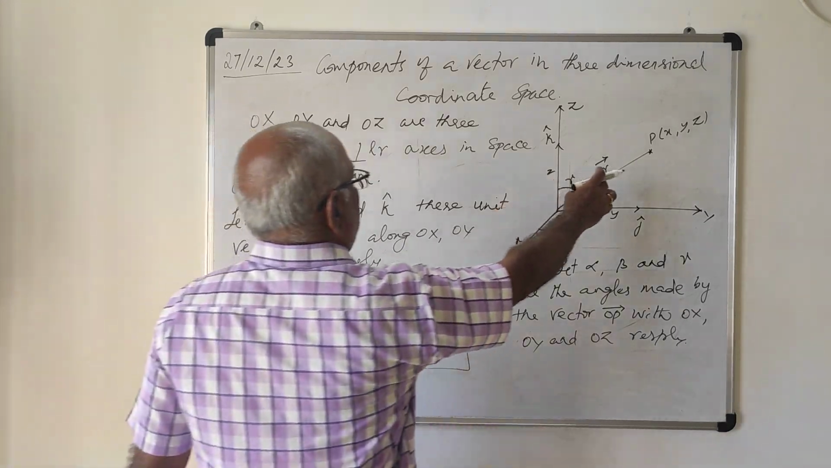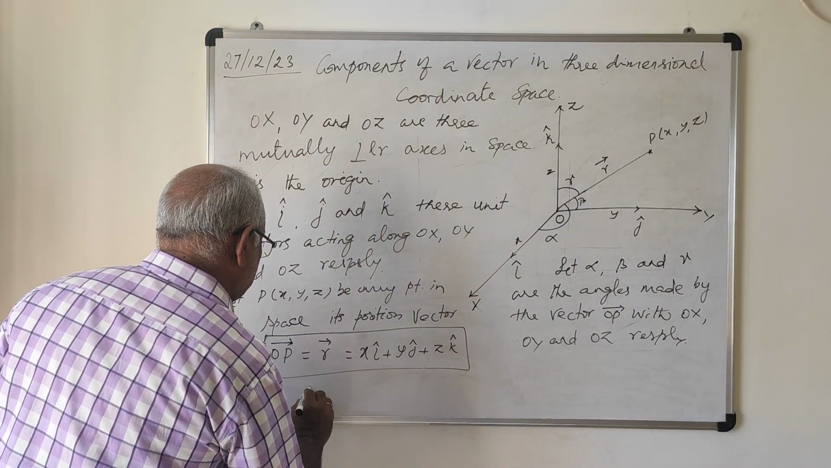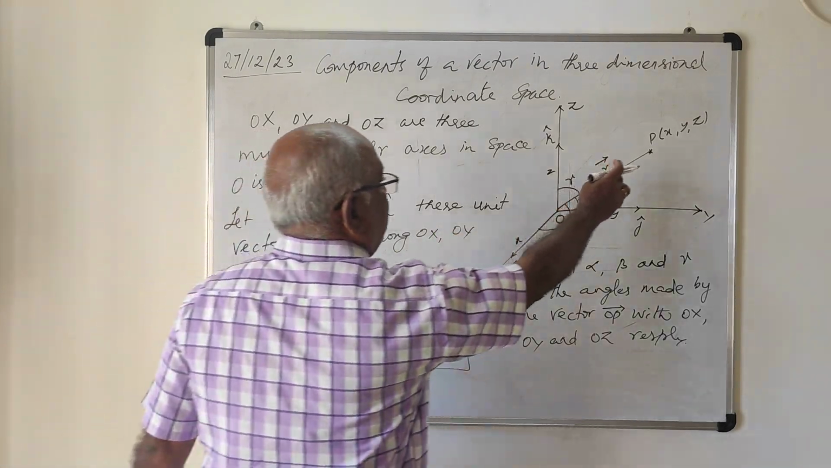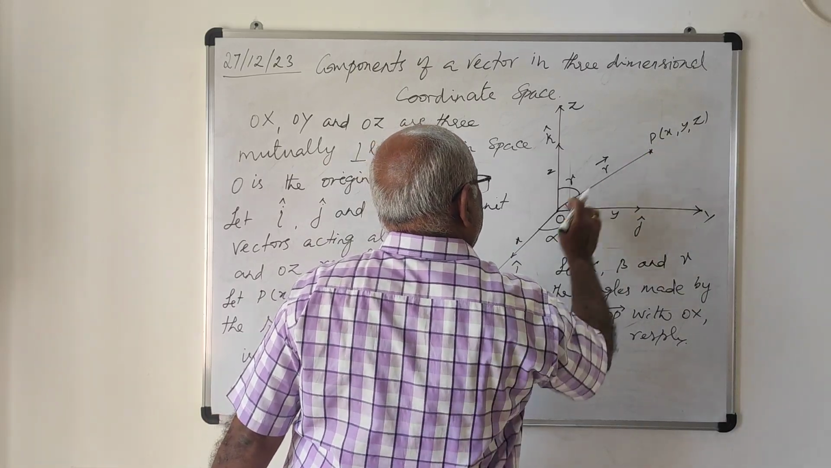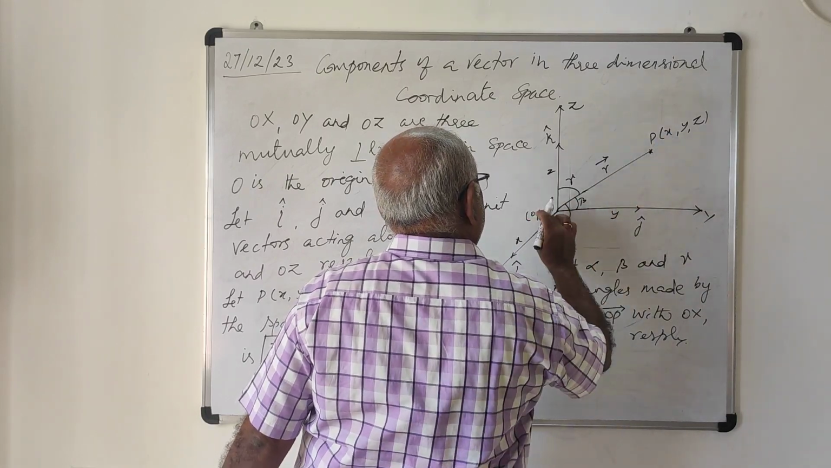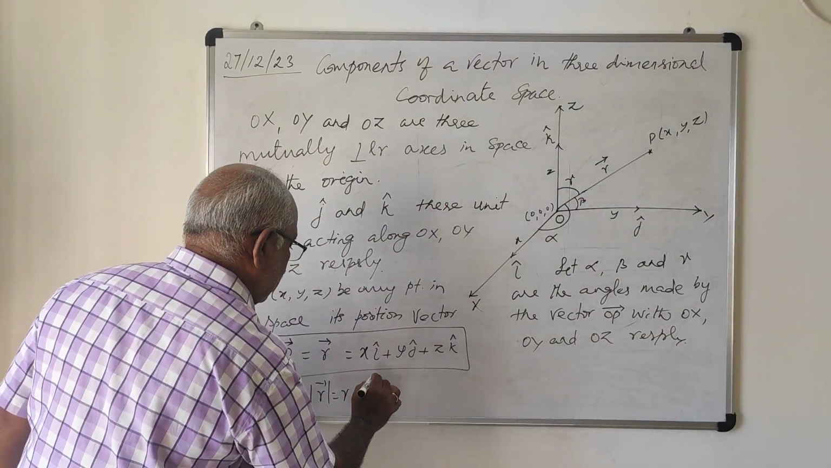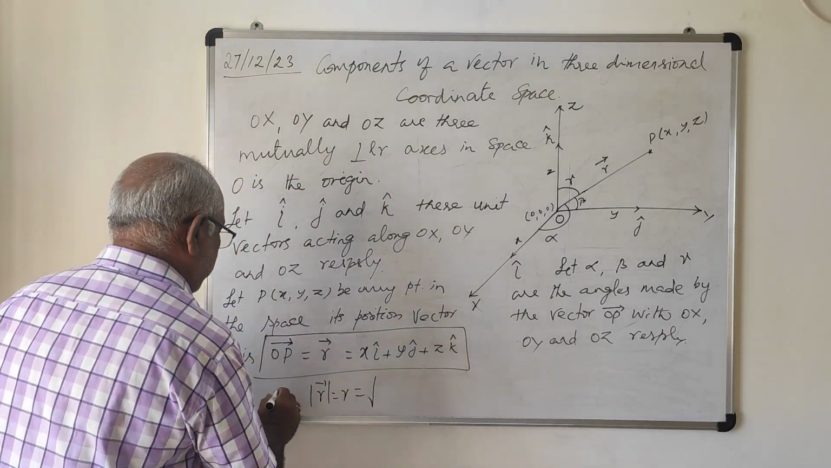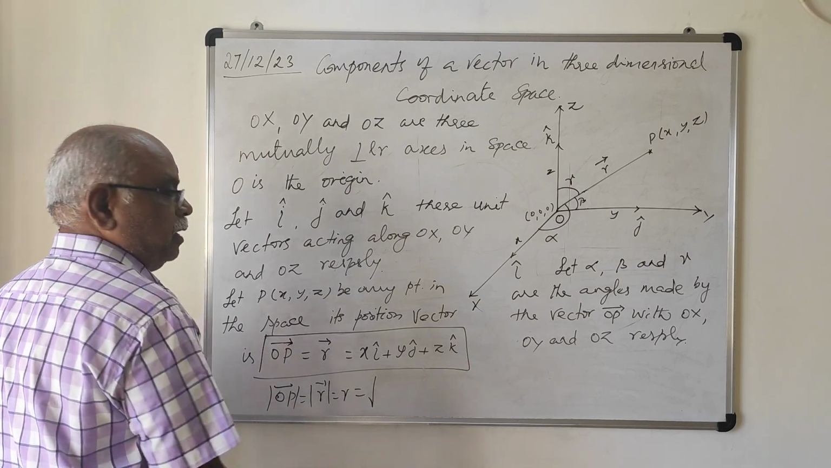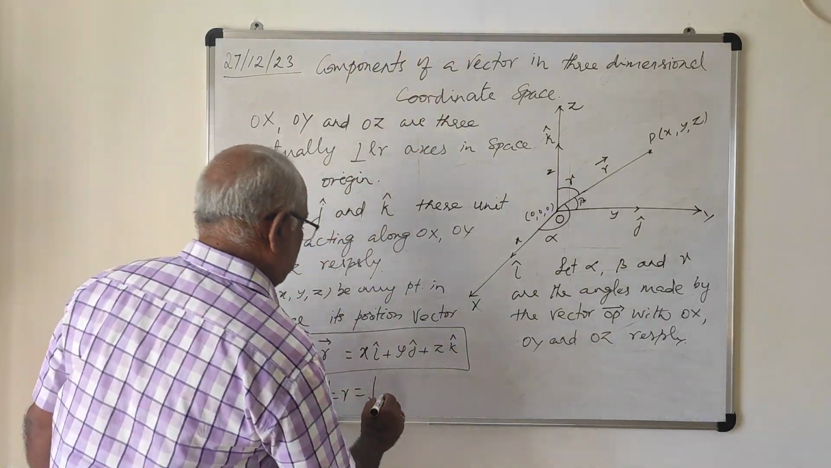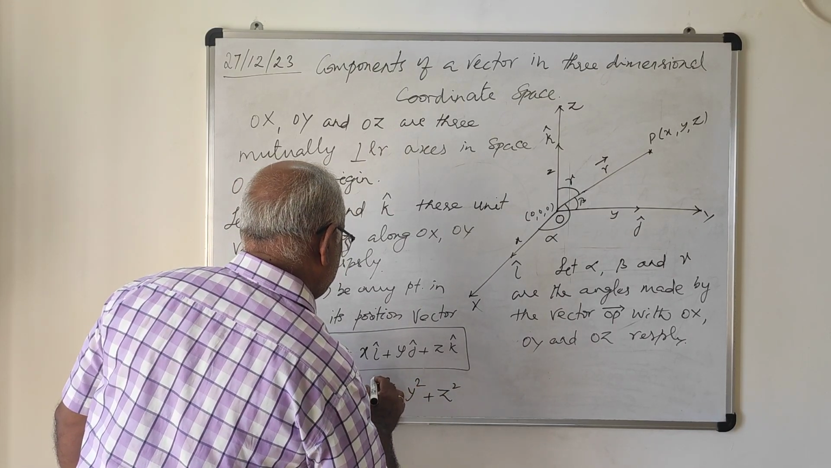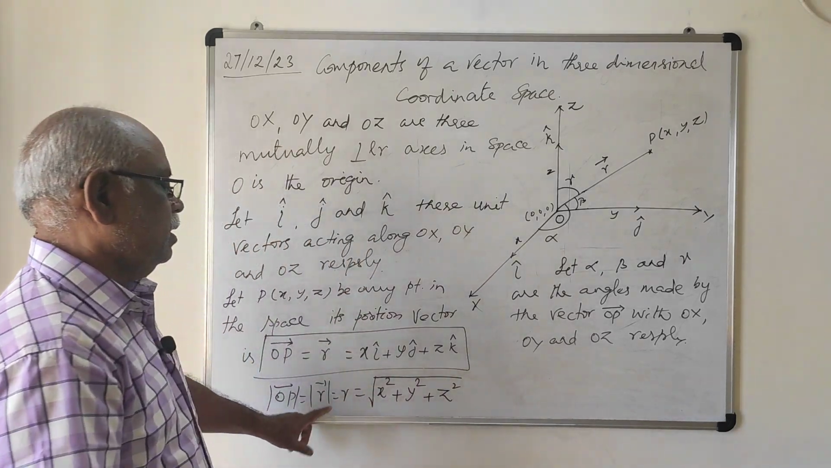See, the modulus of the R vector means the OP vector's magnitude. This is nothing but the distance between OP and O, where O is the origin 0, 0, 0. So by the distance formula, square root of x minus 0 whole square plus y minus 0 whole square plus z minus 0 whole square. That is root of x square plus y square plus z square. This is the modulus of the vector OP.